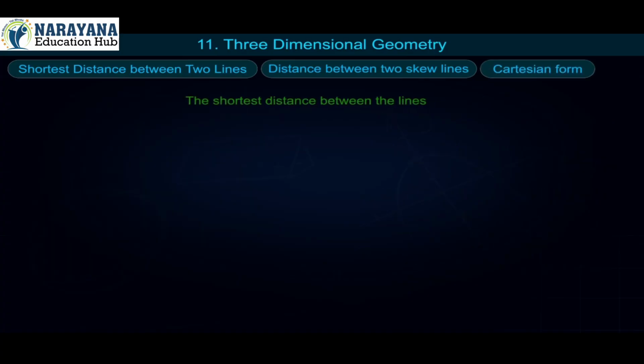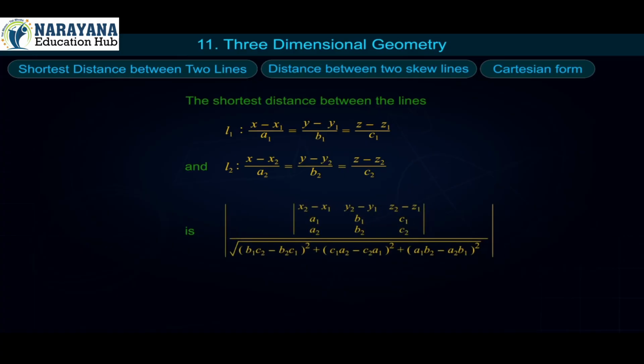Cartesian form. The shortest distance between the lines L1: x minus x1 upon A1 is equal to y minus y1 upon B1 is equal to z minus z1 upon C1, and L2: x minus x2 upon A2 is equal to y minus y2 upon B2 is equal to z minus z2 upon C2, is modulus of determinant x2 minus x1, y2 minus y1, z2 minus z1, A1, B1, C1, A2, B2, C2 upon square root of (B1 C2 minus B2 C1) whole square plus (C1 A2 minus C2 A1) whole square plus (A1 B2 minus A2 B1) whole square.